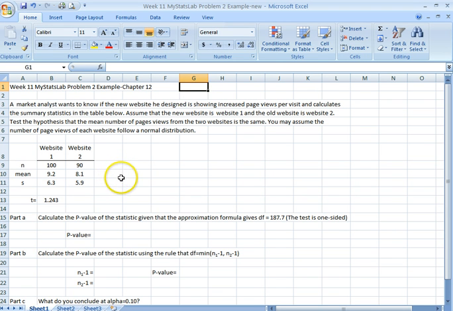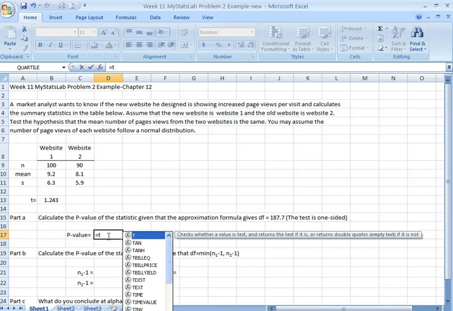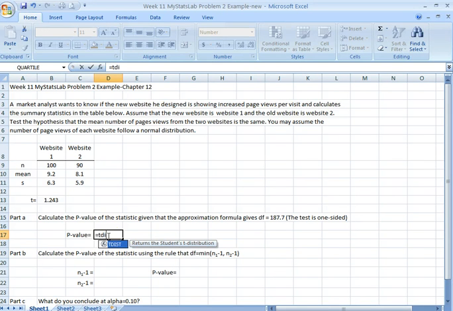So our first part, part A, asks us to calculate the p-value of the statistic given that the approximation formula degrees of freedom are 187.7. It's a one-sided test, and we can let Excel do this for us. So all we need to use is our TDIST formula. So we can go equals, start typing in TDIST. There it is. Let's click on it. And you see it asks us for x, degrees of freedom, and the number of tails.